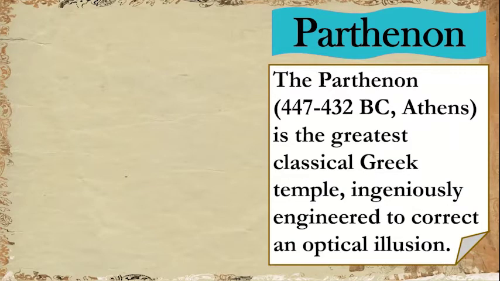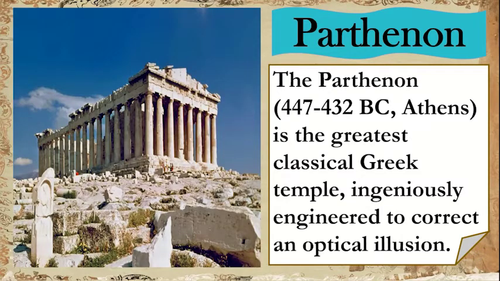The Parthenon, 447 to 432 BC, Athens, is the greatest classical Greek temple ingeniously engineered to correct an optical illusion. The columns were slightly contorted, swollen at the center and leaning inward to correct what would otherwise have been an impression of deadness and top-heaviness.